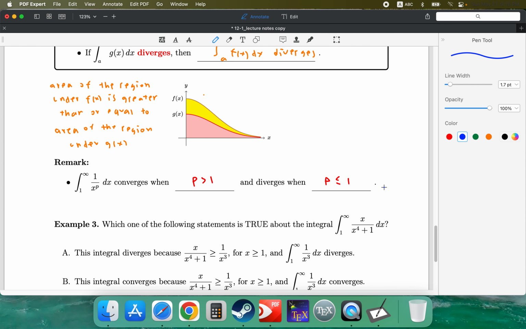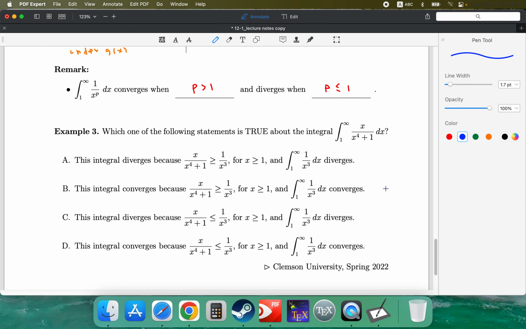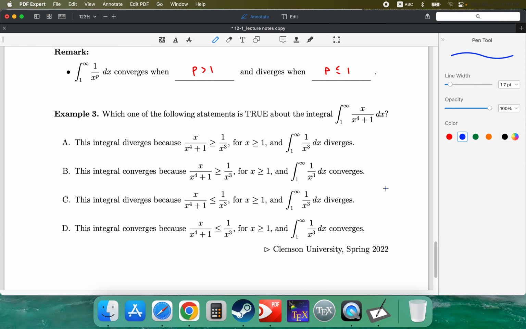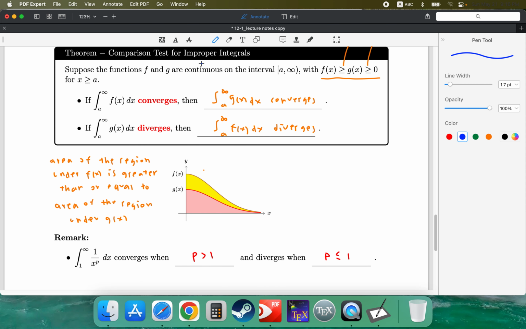Now let's take a look at example 3. Which one of the following statements is true about the integral? You can integrate this, but it requires some techniques. If you don't want to integrate this, we can use the comparison test to determine whether this integral is convergent or divergent. So you might be wondering, how do I start? Notice that in order to use the comparison test, you need to find something to compare to. So right here we have f and g. We compare f to g.